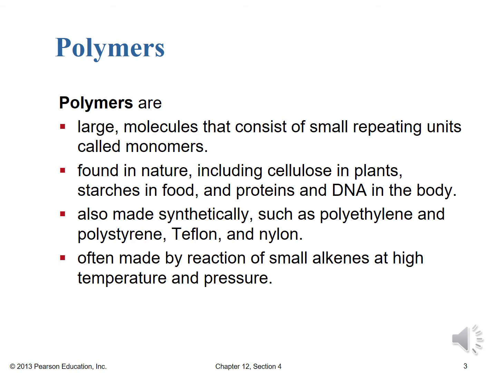Polymers can also be made synthetically, such as polyethylene and polystyrene, Teflon, which is a perfluorinated polymer, and then nylon is another example of a synthetic polymer. They're often made by reaction of small alkenes at high temperature and pressure, and actually Teflon was discovered by accident. There was a chemist who had ordered a cylinder of the precursor gas that actually makes Teflon, and when he went to use his cylinder of gas, nothing came out.